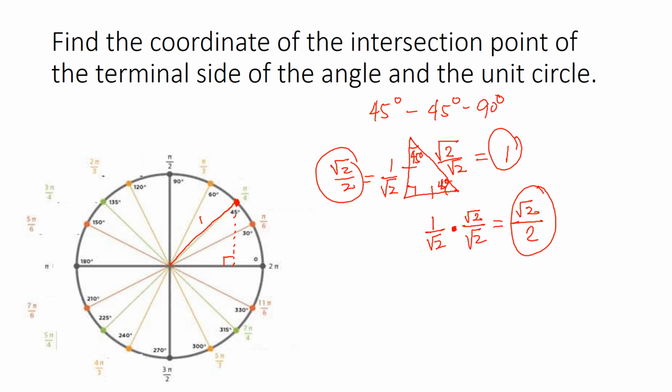So looking back, this is now 45 degrees. This is also 45 degrees here. So which means that the opposite side to that one is square root of 2 over 2, while the opposite of that other 45 degrees is square root of 2 over 2 as well. So we now have our coordinates as square root of 2 over 2 and square root of 2 over 2.